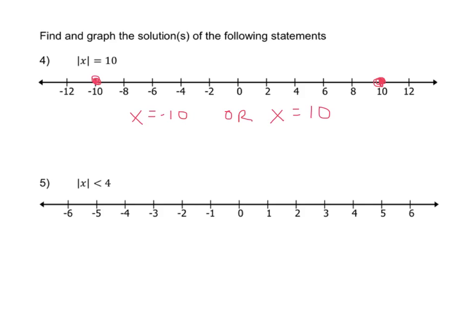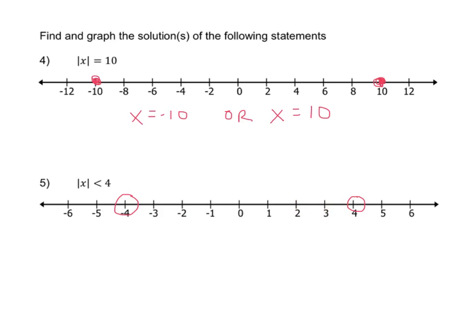The absolute value of x has to be less than 4. So I'm looking for the numbers whose distance away from 0 is less than 4. In other words, they are less than 4 spaces away from 0. Here's where the distance is exactly 4, but I don't want the distance to be exactly 4. I want the distance to be less than 4. Actually, let me back up. There are 2 spaces. -4 is 4 spaces from 0, and 4 is 4 spaces from 0.